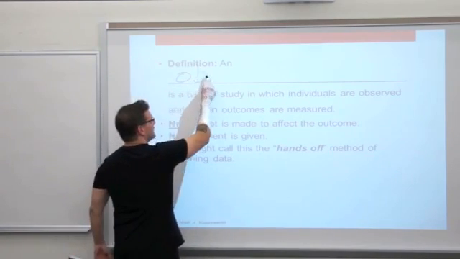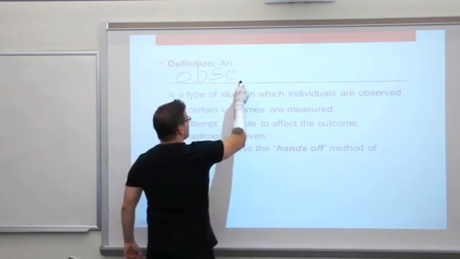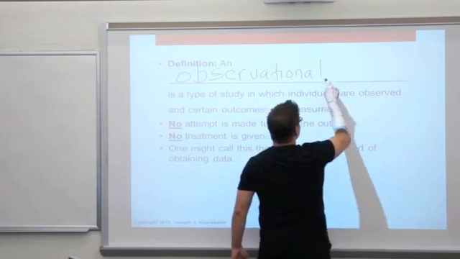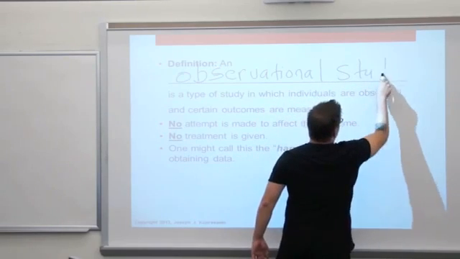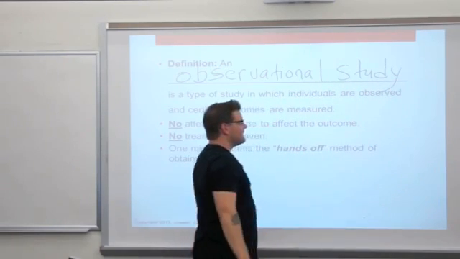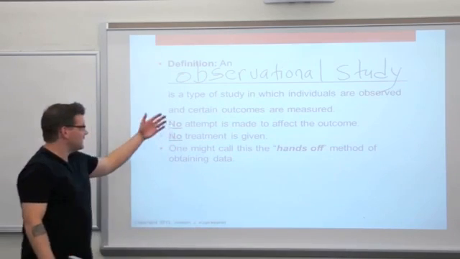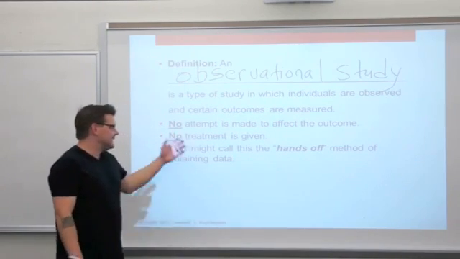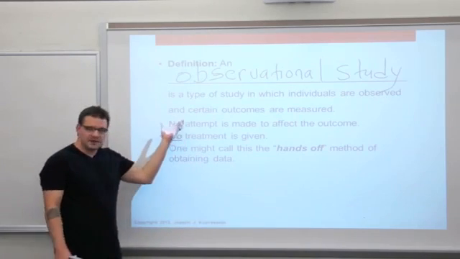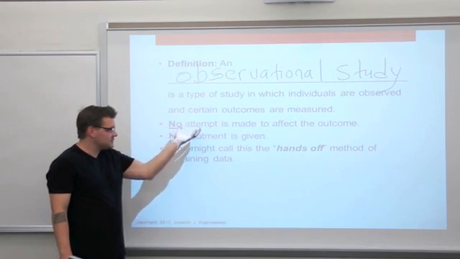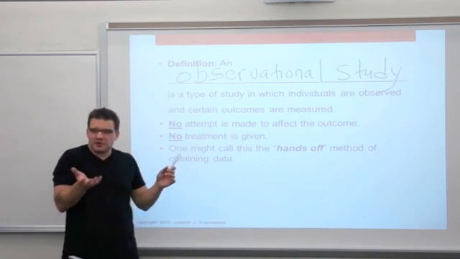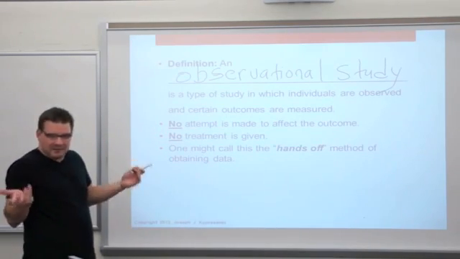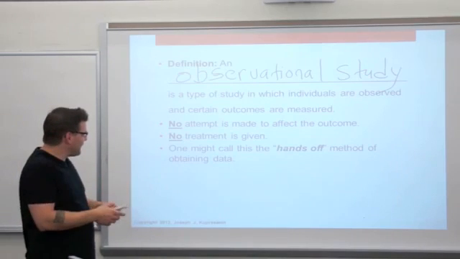Let's get this on the board. Observational study. Individuals are observed, certain outcomes are measured. Here are the important points. There's no attempt to affect the outcome. You're just going online and finding data from your favorite sports team. You didn't manipulate anything. The data is already out there.